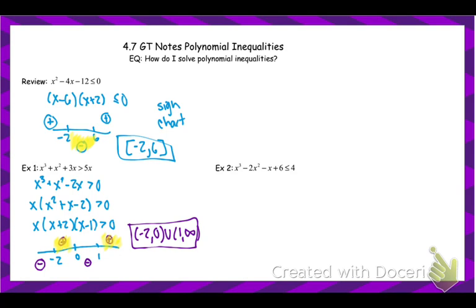The other thing that you can do here is you can think about the graph. Okay, so if that's easier for you than picking all these test points, let's think about what the graph of this function would look like. So I'm going to erase my chart.